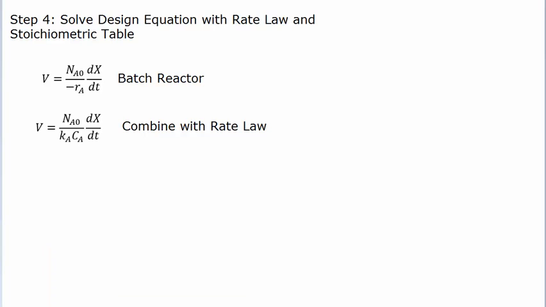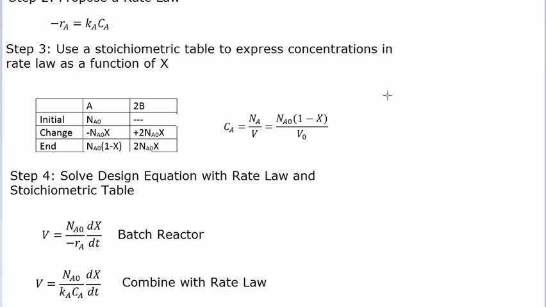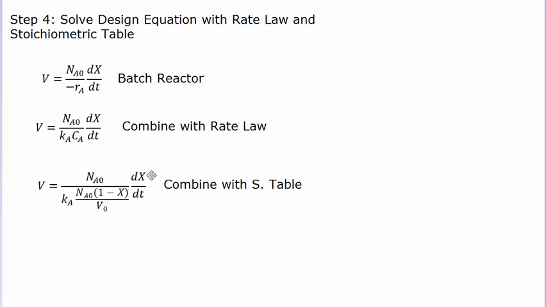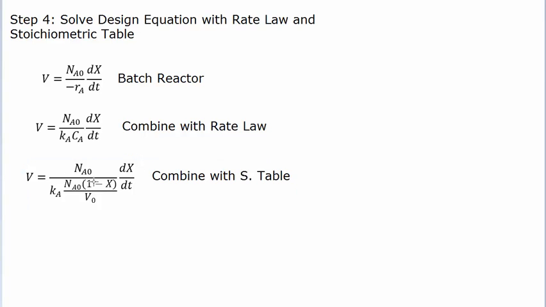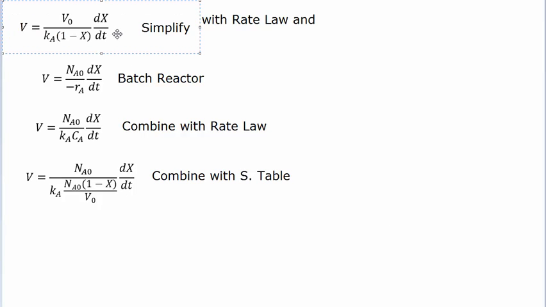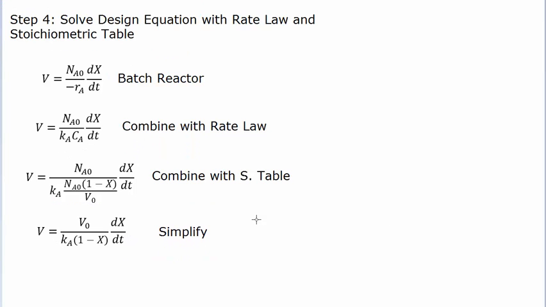The next thing we're going to do is sub in what we proposed from the stoichiometric table, that C_A is going to be equal to this. So if we put that down in the denominator, you'll see that we're actually getting a mess over here. But we could simplify it quite a bit. And now you'll see that we could then separate and solve.